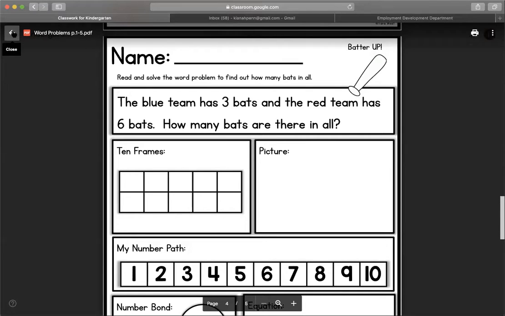I'll also put, by the end of the day, on Google Classroom the pages that have to be printed out. I'll try and send an email to you guys as well.